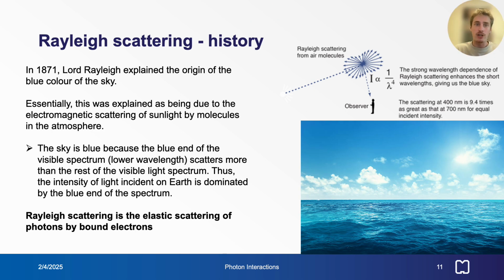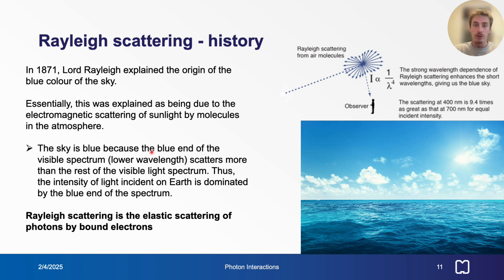As a next interaction, we have Rayleigh scattering. Now, in 1871, Lord Rayleigh explained the origin of the blue colour of the sky, essentially with the equation that the intensity of scattered radiation is inversely proportional to the fourth power of wavelength. So, this effect was explained as being due to the electromagnetic scattering of sunlight by molecules in the atmosphere.